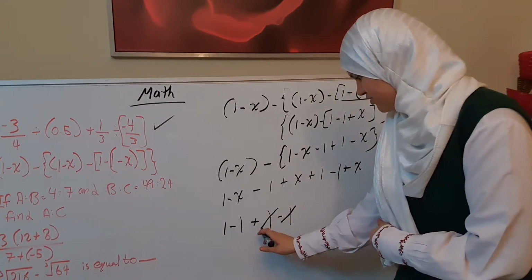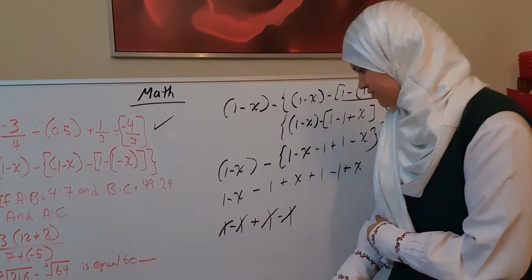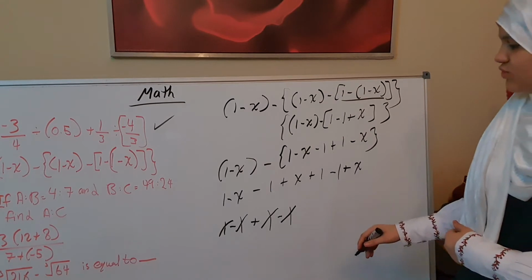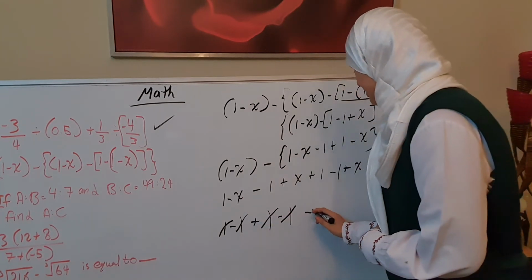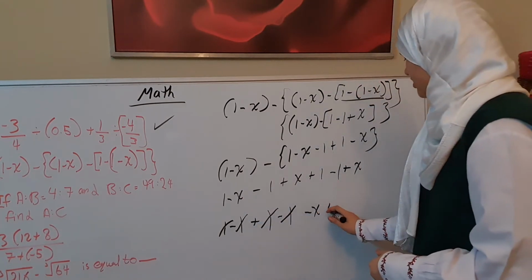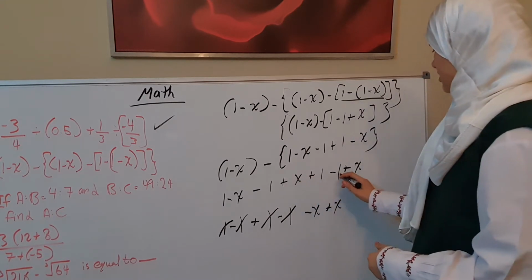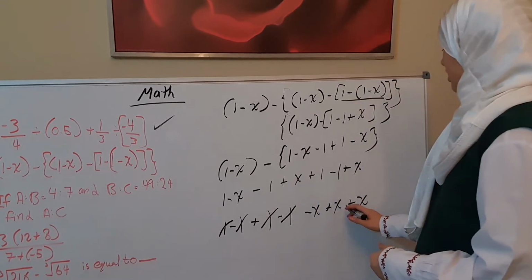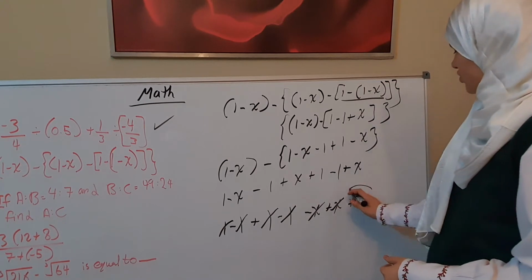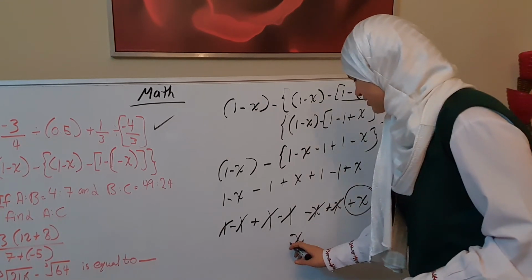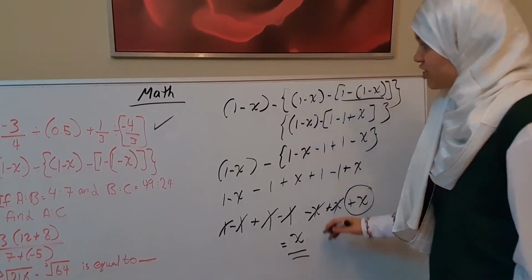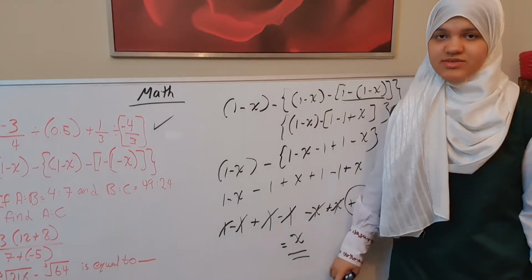So negative by positive and negative by positive. Okay? Then what we have? Negative x, positive x, and positive x. We cut negative with the positive, and what we have only? X. So the answer for this question is x.